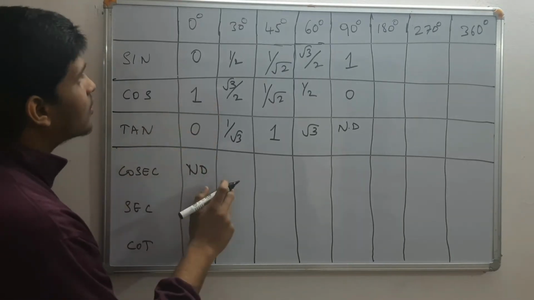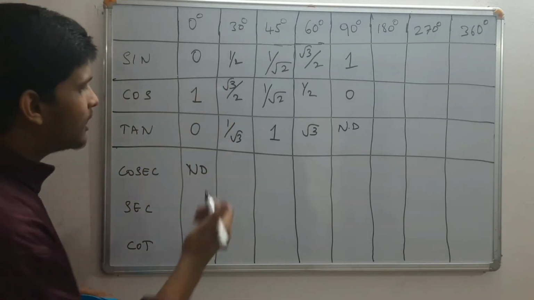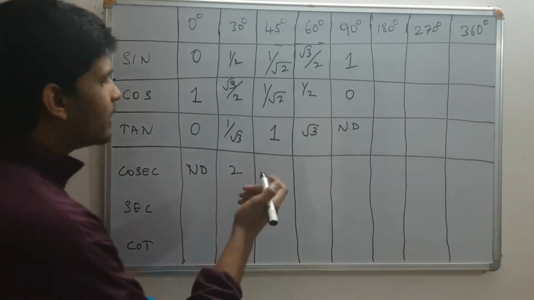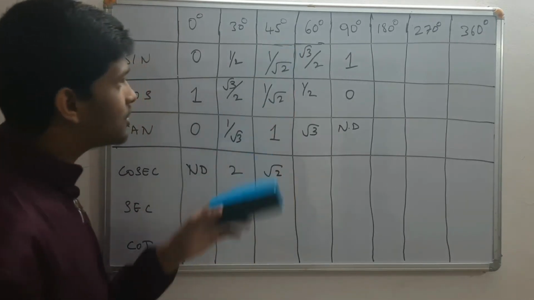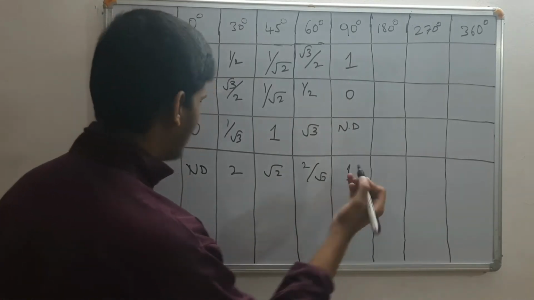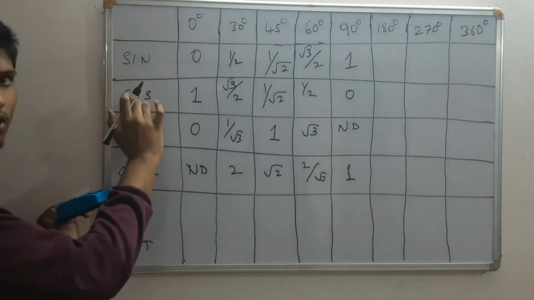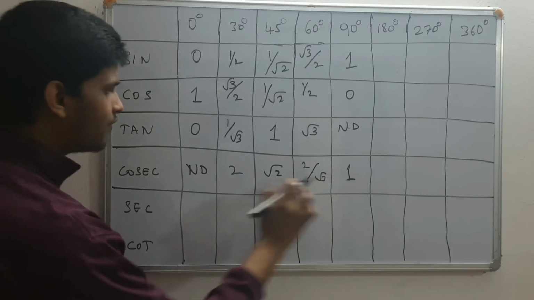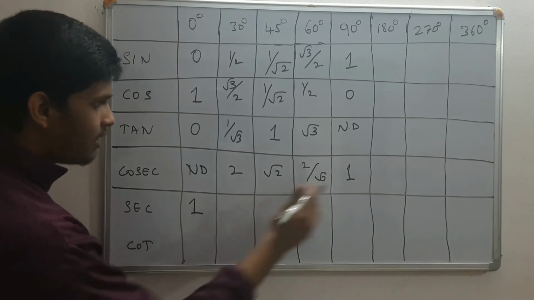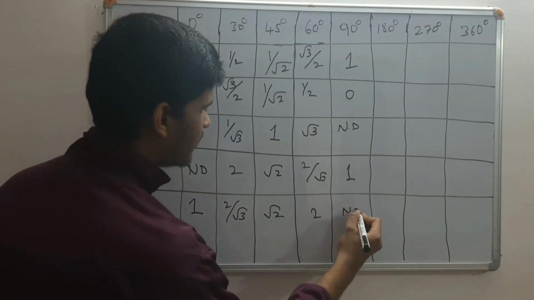And next, cosecant 30 is 1 by 1 by 2, it becomes 2. So cosecant 45 degree is 1 by 1 by root 2, it becomes root 2. And then cosecant 60 degree is 2 by root 3. Here 1 by 1 is 1 only. So you get like this. And for secant, again you can take the reciprocal of cos, or you can just reverse the order of these cosecant values from 90 degree to 0 degree. So if you reverse this, we get 1, and then here 2 by root 3, here root 2, here 1, and here not defined.